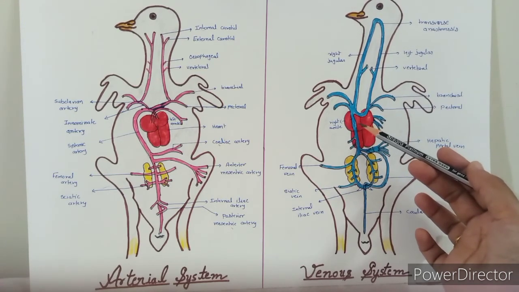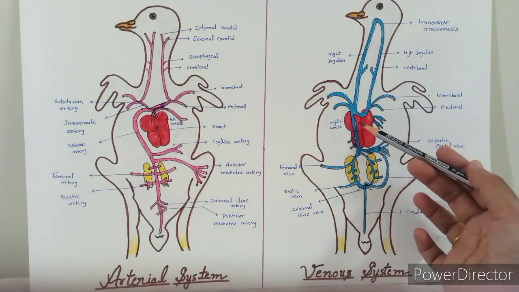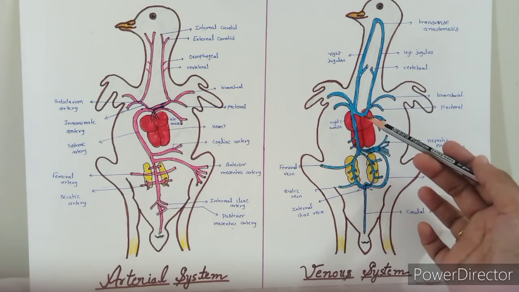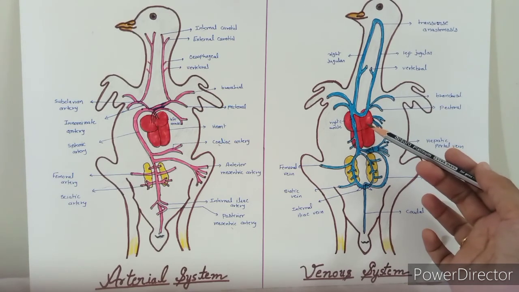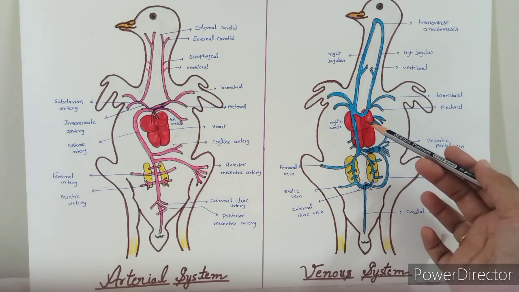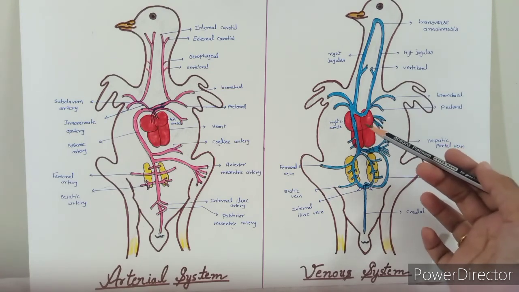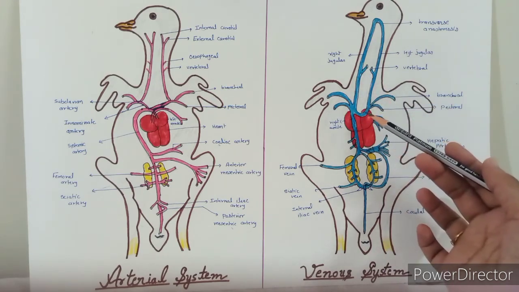And when we talk about the pulmonary vein, from the lungs, two pulmonary veins return oxygenated blood into the left auricle. This is the left auricle. Both pulmonary veins, before opening into the auricle, unite together and open into the left auricle. So the left auricle then circulates all the oxygenated blood to the body parts.